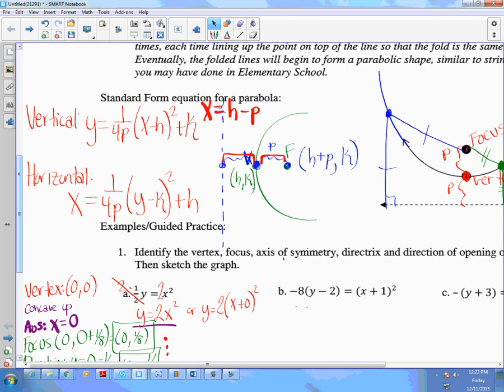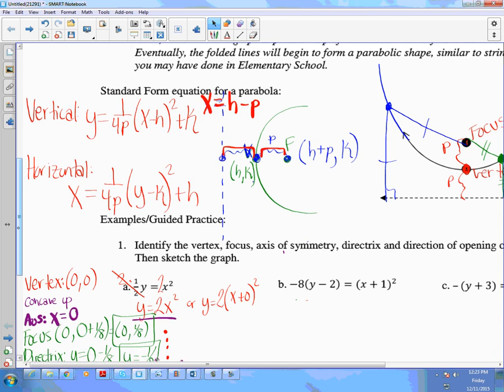Y is being squared. Is it vertical? When up, the meaning is vertical. When sideways, the meaning is horizontal. Is it a vertical parabola or a horizontal parabola? Vertical or horizontal, and y is being squared. So look at where the squares are. Which one has the y in parentheses being squared? Is it vertical or horizontal?